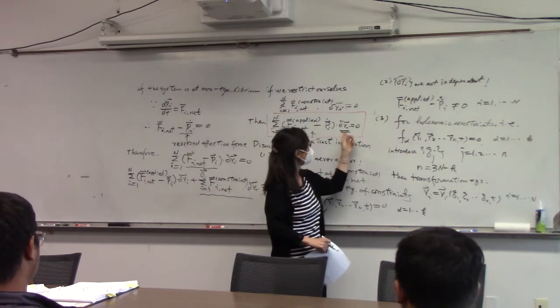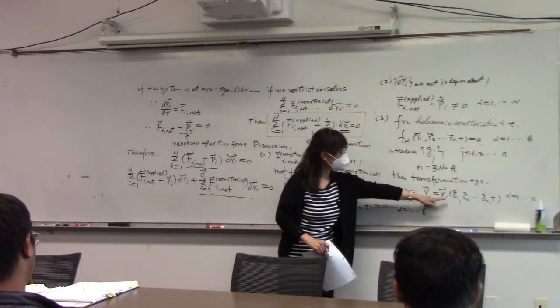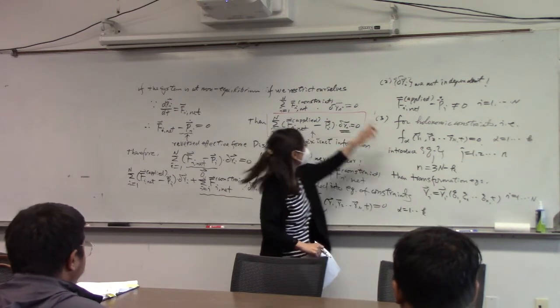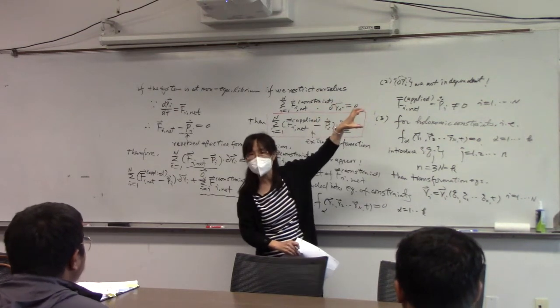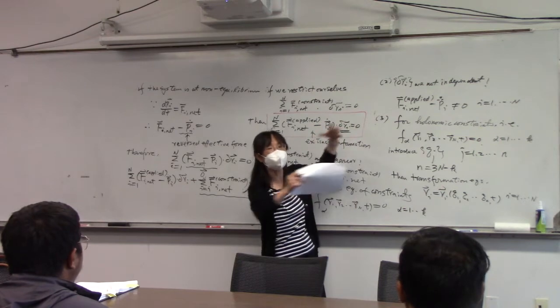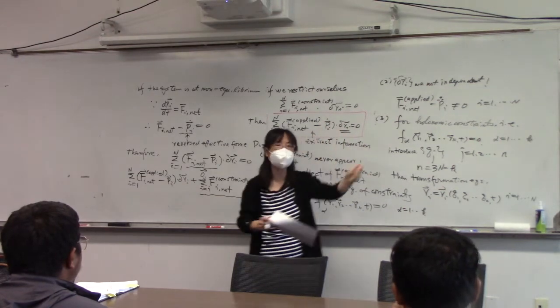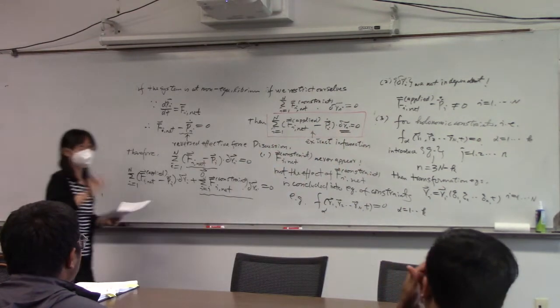Now, we are going to replace delta Ri in terms of the general coordinates. Then these become general coordinates, and they are independent. So we can find all the coefficients corresponding to general coordinates to be 0, right? That is the next step.